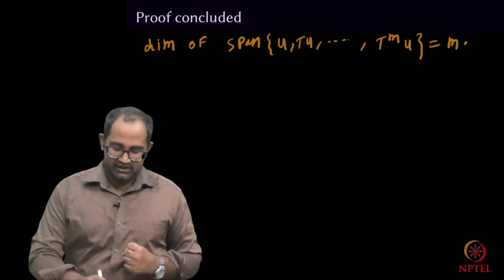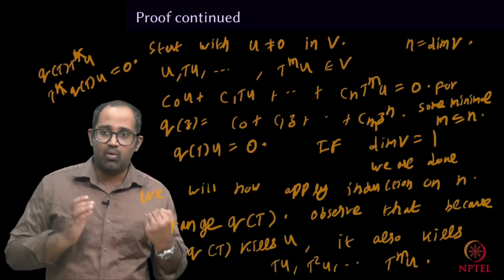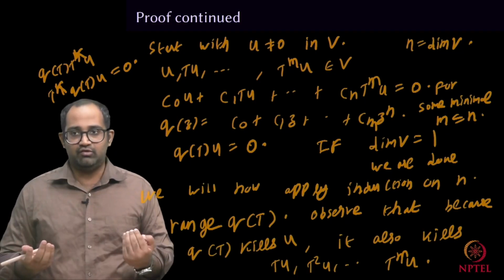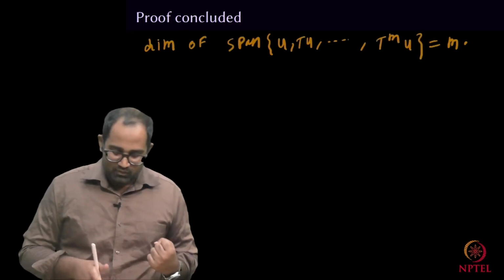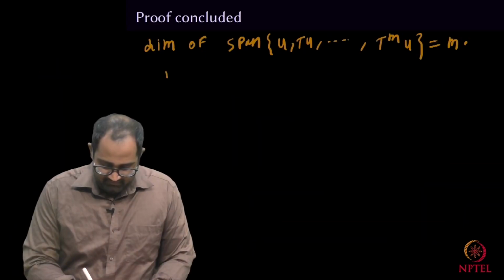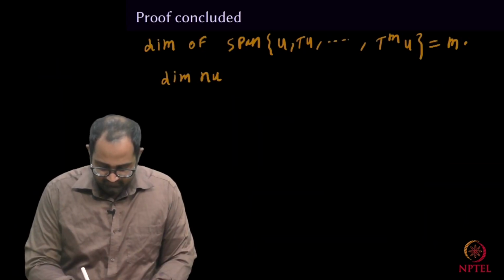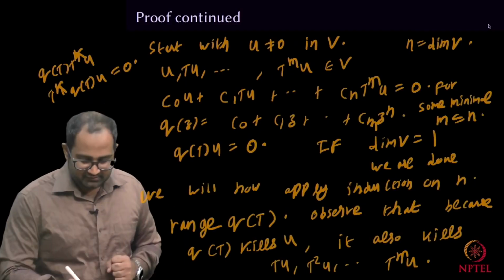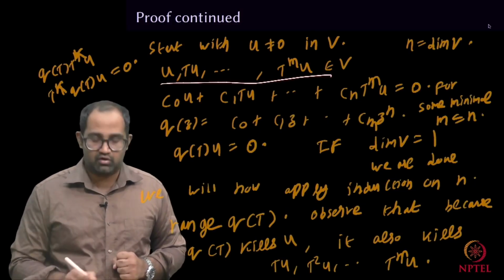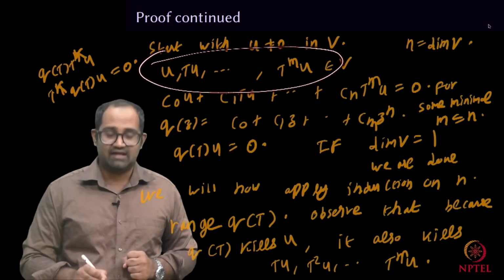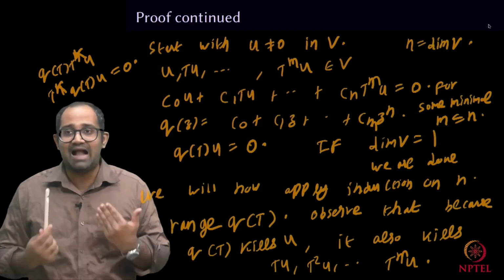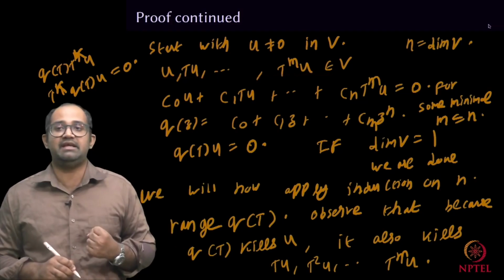So the dimension of the span of u, tu, up to t power mu is exactly equal to m. What is this trying to say? Combined with the fact that q of t kills tu, t squared u, up to t power mu, it also kills u. That's how q was in fact selected. What we can conclude is the dimension of the null space of q of t is greater than or equal to m, because it kills this entire list of vectors u, tu, up to t power mu, and the span of this has dimension exactly equal to m. By the way, m was chosen to be that minimal number that makes this list linearly dependent.